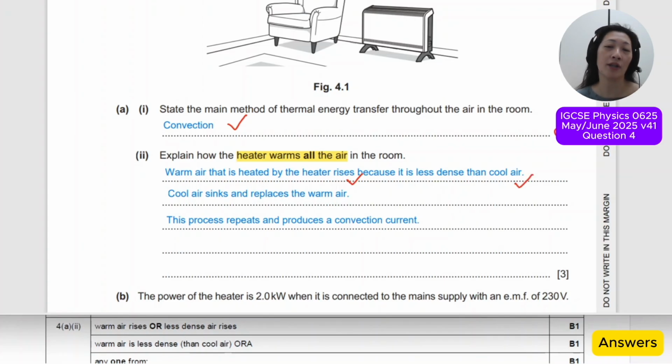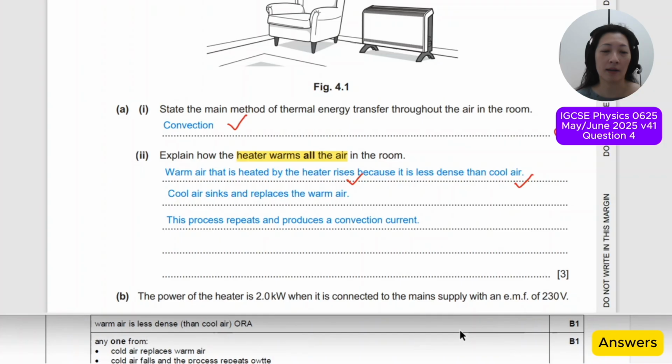Now, if you had mentioned that less dense air rises, you will still get the mark. But you also mentioned that the warm air is less dense than cool air because we are comparing the difference between the different temperatures of air. Warm air that is heated by the heater and the cool air that is not heated yet.